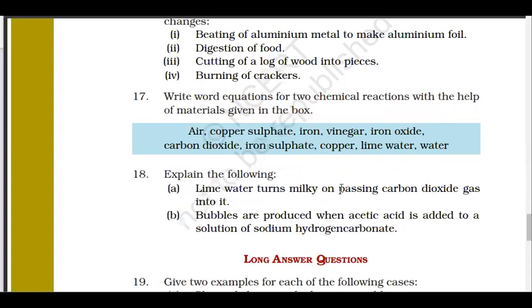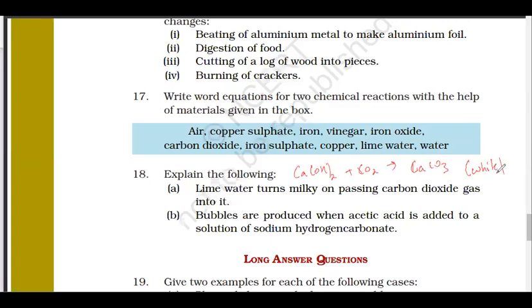18th one. Lime water turns milky on passing carbon dioxide gas into it. Why? Tell me, because lime water is calcium hydroxide, yes or no? Just think about this. Plus CO2, it forms calcium carbonate, CaCO3, right? Okay, and this is white in color. Got it? So you can say that lime water on passing carbon dioxide through it forms calcium carbonate, which is white in color. That's why it turns lime water milky. Got it, everyone?